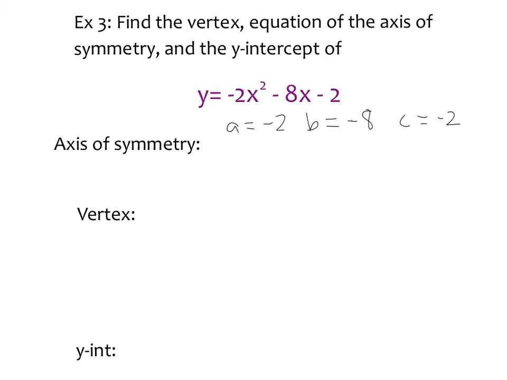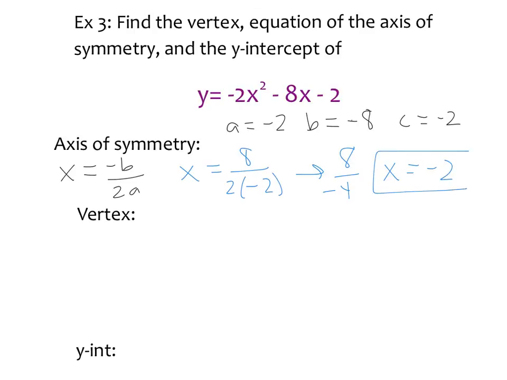So the axis of symmetry is x equals the opposite of b over 2a. For our example, we would have x equals the opposite of b, which would be the opposite of -8, which is positive 8, over 2 times a, and a is -2. So we have 8 over -4, which means x is -2. So that's the axis of symmetry.